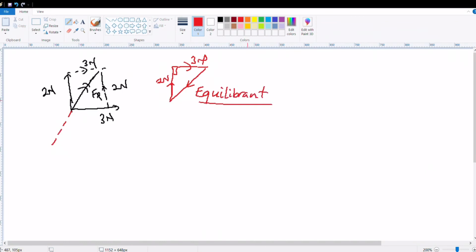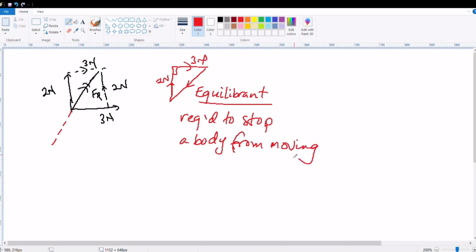So the equilibrant, it follows, is that force that is required to stop a body from moving, meaning it's going to keep it in what is called static equilibrium. And a point to note here is that the equilibrant and your resultant will always be in opposite directions. It's along the same straight line, the same plane, but it acts in the opposite direction. All right, so just a point that I wanted you to know before we go on.